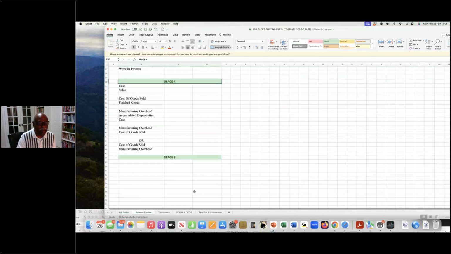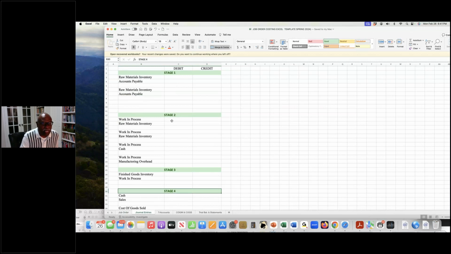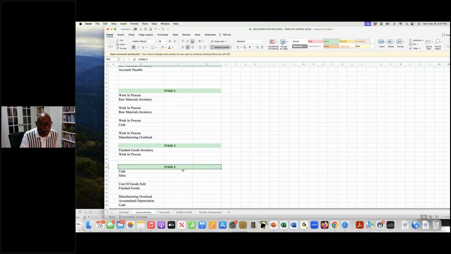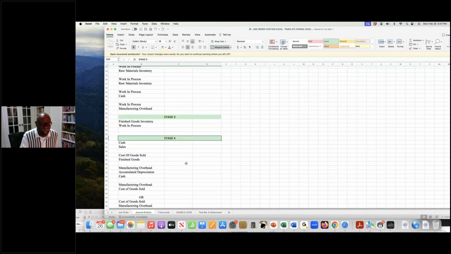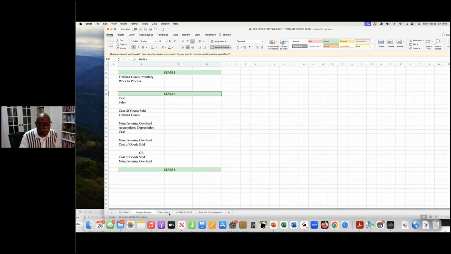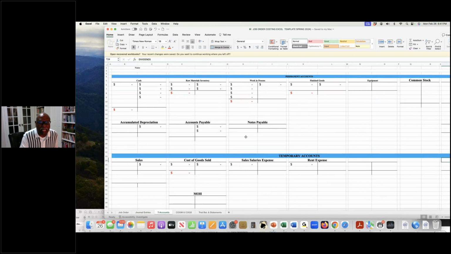The second sheet in here are the journal entries. The journal entries don't change no matter what the problem is. The journal entries in stage 1, stage 2, stage 3, stage 4, they're all set. And of course, you add the ones in stage 5. We have our T accounts, the permanent accounts, up top, temporary accounts. So when you're working problems, that's what you'll do.